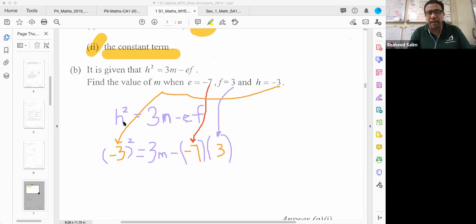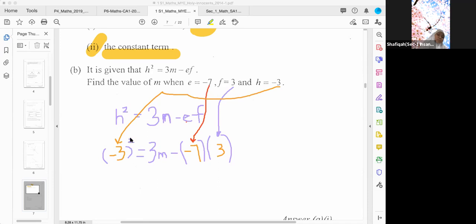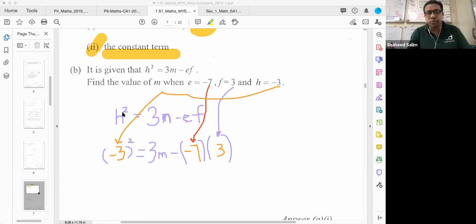Notice I put a bracket. Now see H, I put a bracket and I put square. H square is bracket square. What is value of H? Is -3. I put -3 inside. What does this mean? This means -3 times -3.